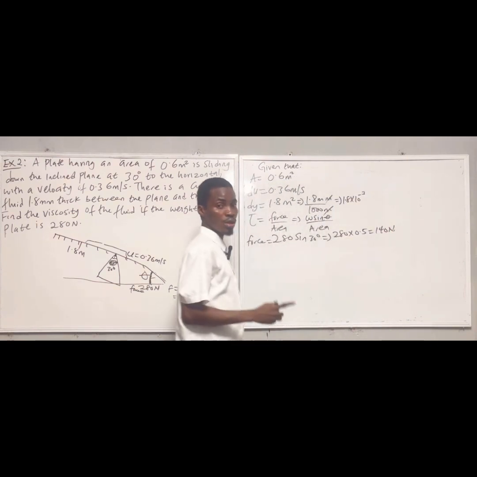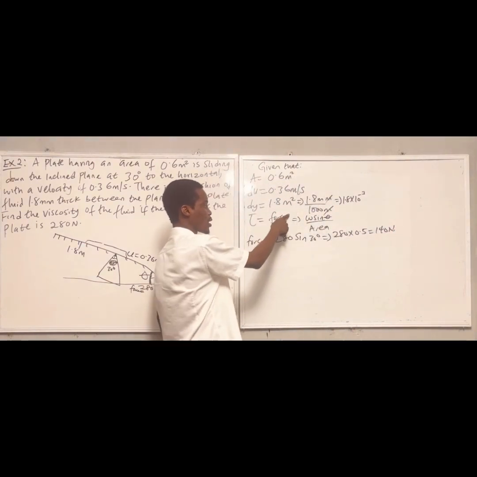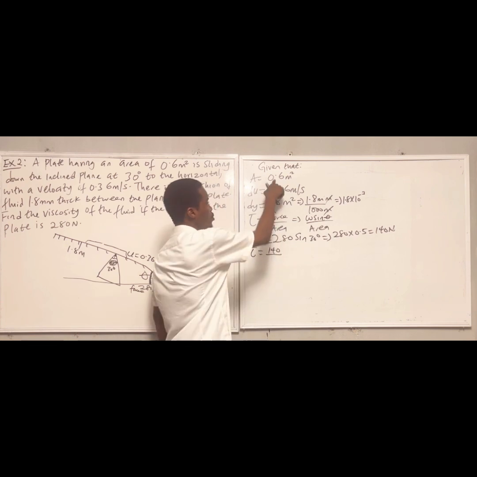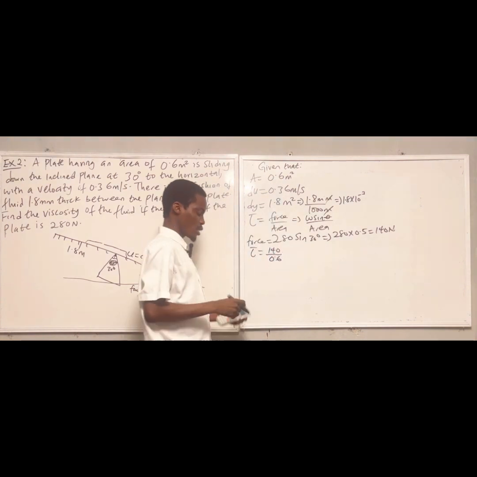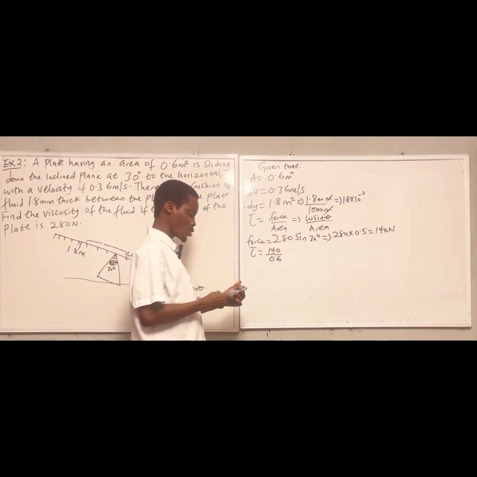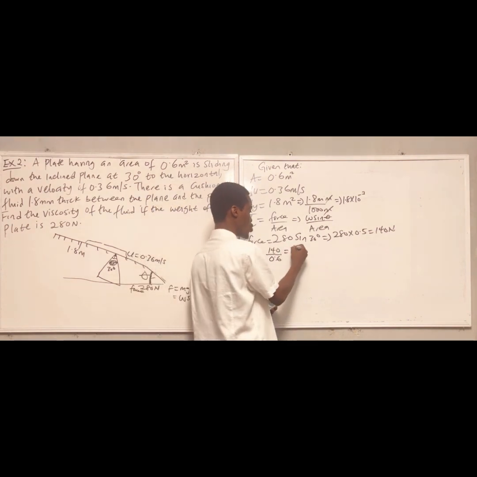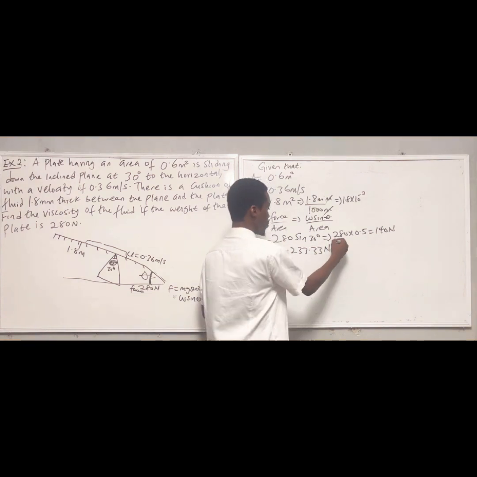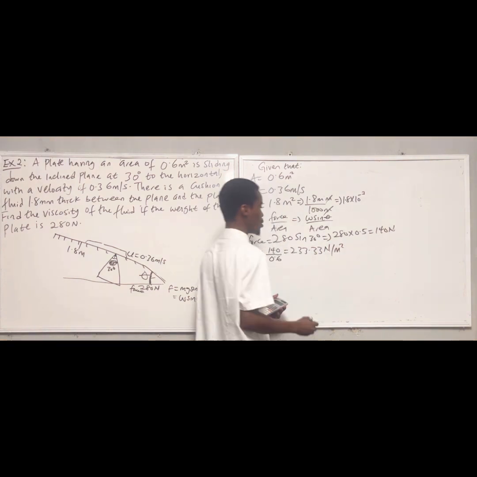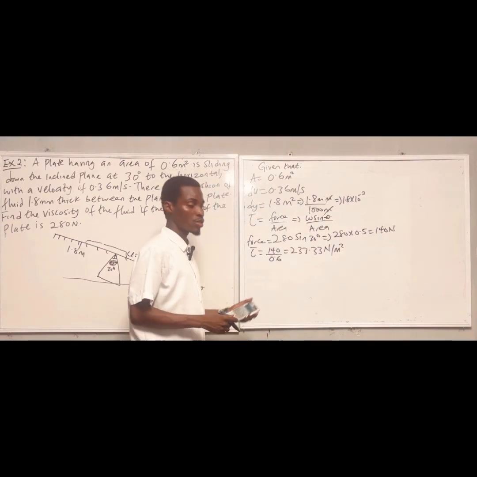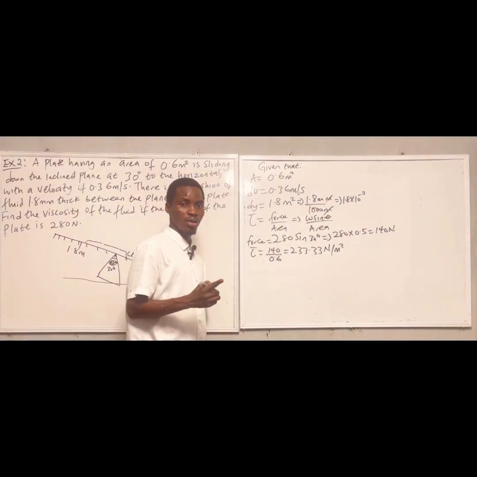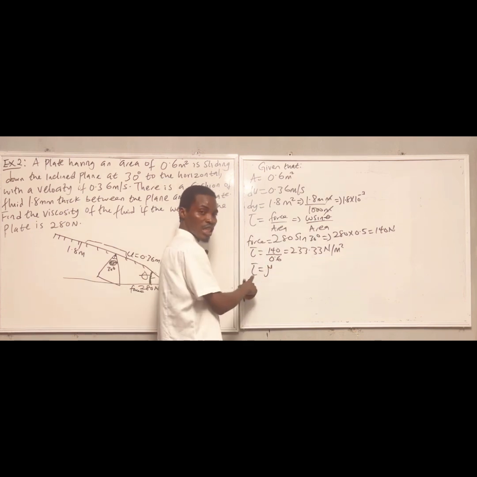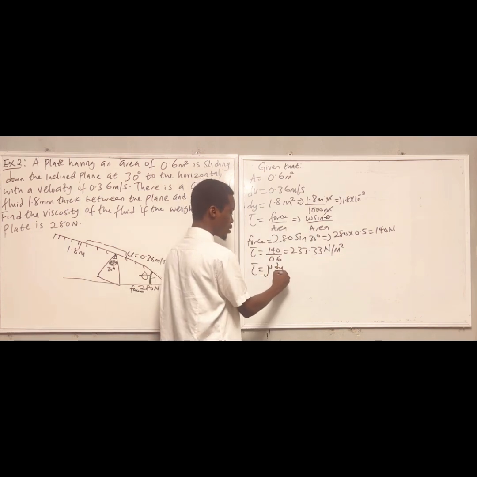So our force is 140 Newton. Since we have our force, we have force 140 over area, which is 0.6. If we divide 140 by 0.6, we are going to have 233.33 Newton per meter square. So this is our shearing stress. According to Newton's law of viscosity, shearing stress is equal to mu times du over dy.